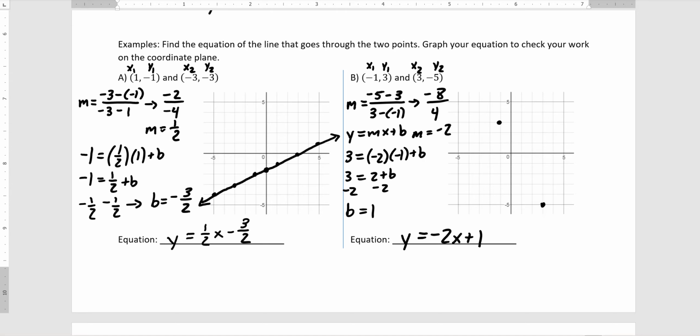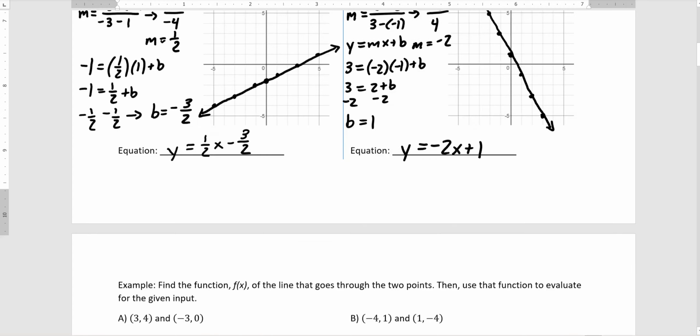So let's check that. That'd be up 2 left 1, up 2 left 1, or down 2 right 1, down 2 right 1. Fantastic. All right, let's connect these dots. Excellent. Very good. All right, let's go ahead and turn the page here.